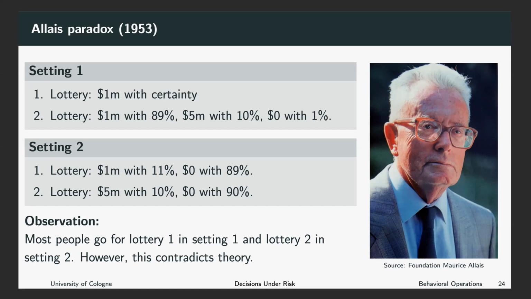This is a very famous experiment, a thought experiment, and the observation is that most people go for the first lottery in setting 1 and for the second lottery in setting 2. However, this contradicts expected utility theory, as you will see on the next slide.